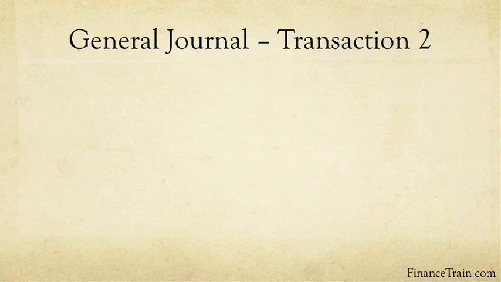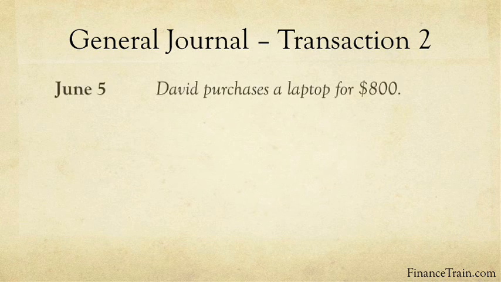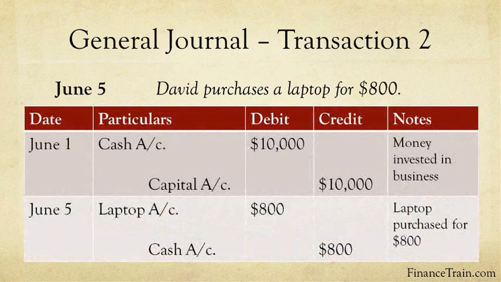In the second transaction, David purchases a laptop for $800. The 2 accounts affected are cash account and laptop account. The laptop has come in and the cash has gone out. So the cash account will be credited and the laptop account is debited. The journal entry is shown on screen. Similarly, all transactions will be recorded in the General Journal. To view the General Journal for all the transactions at Web Design Inc., please refer to the document titled Case Study with Solution.